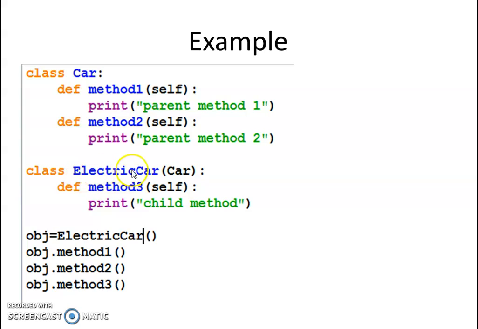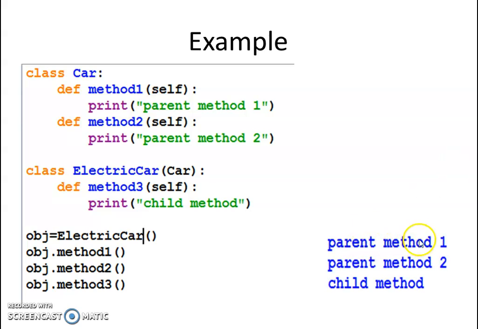This means this particular child class has inherited method 1 and method 2 from the parent class, where the parent class is car. So when we run this code, the output will be parent method 1, because this particular method 1 prints parent method 1. Method 2 will print parent method 2, as you can see in the output, and method 3 prints child method, so you can relate the output with this particular code.